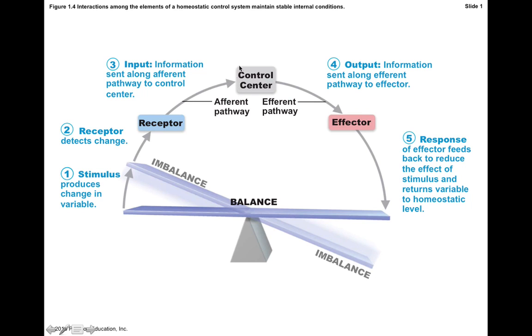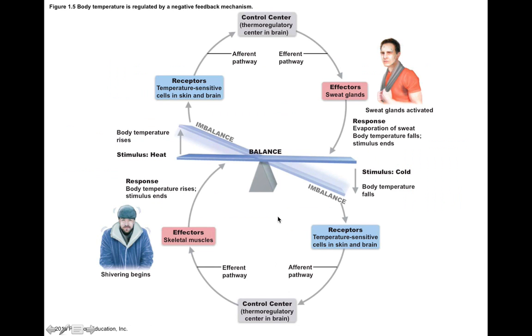And then control centers decide what to do with that information, and can communicate with the appropriate effectors through the efferent pathway. And then the effector carries out the appropriate response to help bring you back to normal balance. So an example of this negative feedback process could be things like body temperature regulation.